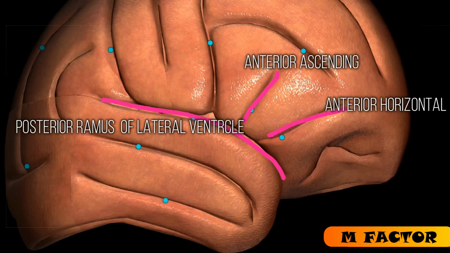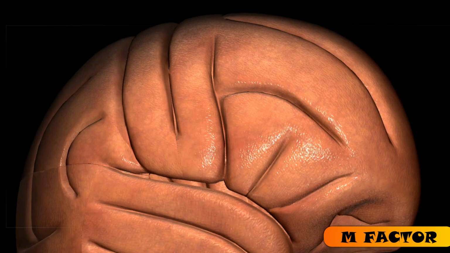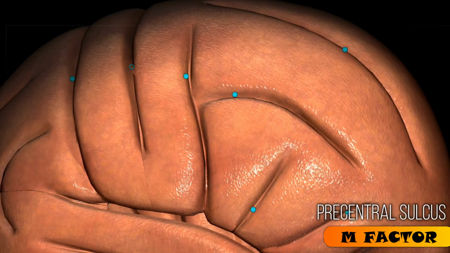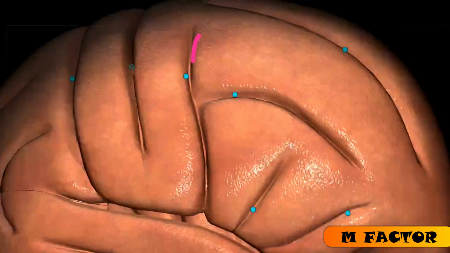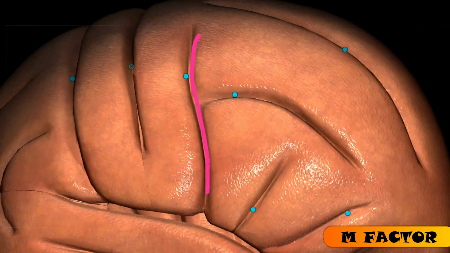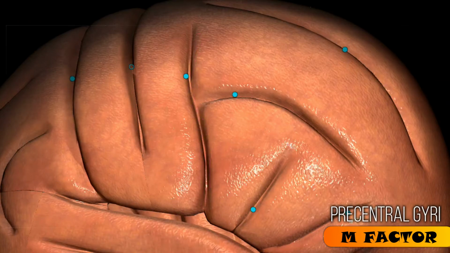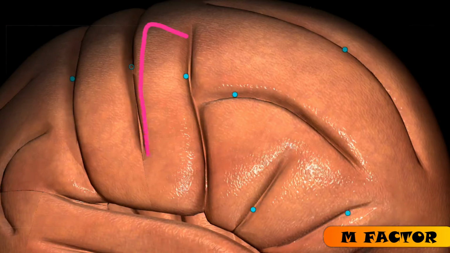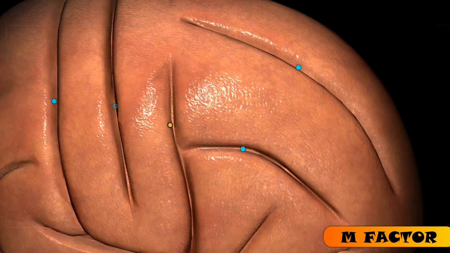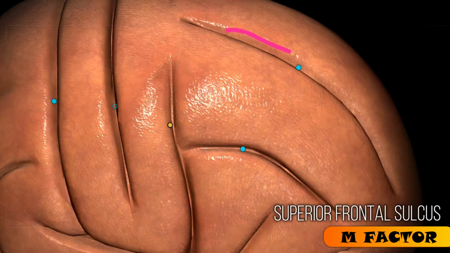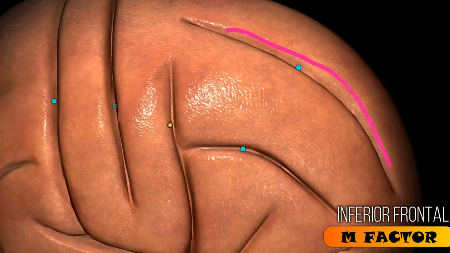The frontal lobe is further divided by the precentral sulcus. This is the precentral sulcus. The gyrus present between the precentral sulcus and the central sulcus is the precentral gyrus that you see over here. The area in front of the precentral sulcus is divided into superior, middle and inferior frontal gyri by the superior frontal sulcus and the inferior frontal sulcus.